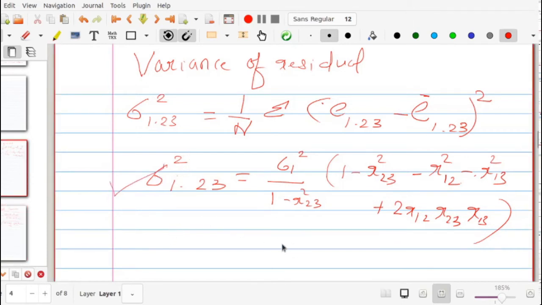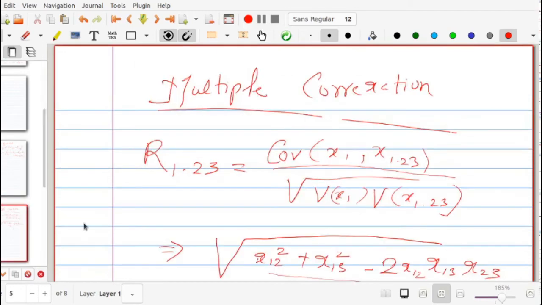Basically, the variance of residual in terms of the sigma 1 is the standard deviation for the variable 1, which in our case is a dependent variable, or the outcome variable or the response variable, whichever way we want to call it. And how is it related with the correlation coefficients? So fine, we are not deriving it, just wanted to show you. So far so good. Now coming to another concept called multiple correlation.